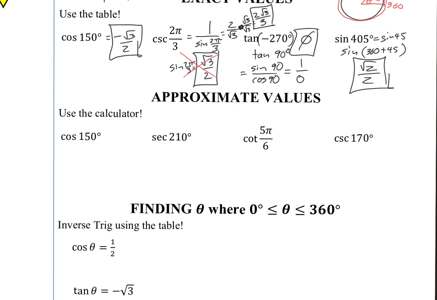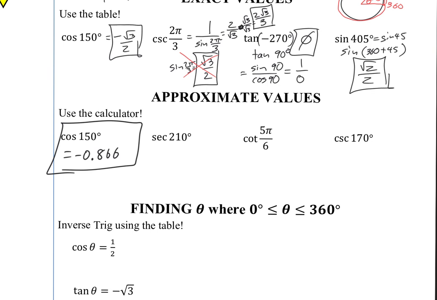So the first one's pretty straightforward. You're literally just going to type that in directly. So cosine 150, and when you type that in, you should end up with negative 0.866. We're going to round to 3 decimals unless they tell us otherwise, okay? Negative 0.866. All right. Next one, secant of 210.